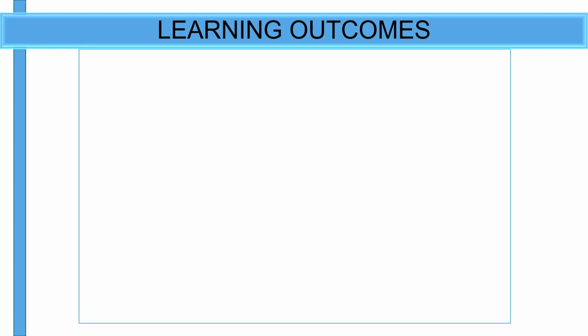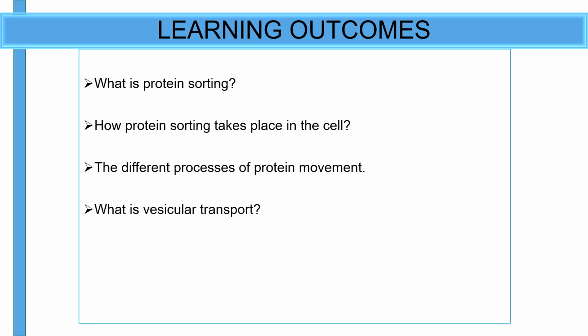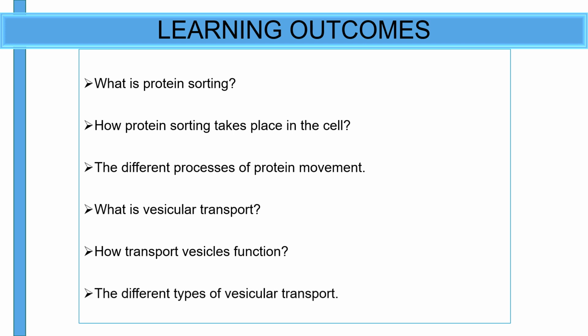Now, starting with the topic, let us first have a look into the learning outcomes of this presentation. The learning outcomes will be: what is protein sorting, how protein sorting takes place in the cell, the different processes of protein movement, what is vesicular transport, how transport vesicles function, and the different types of vesicular transport.